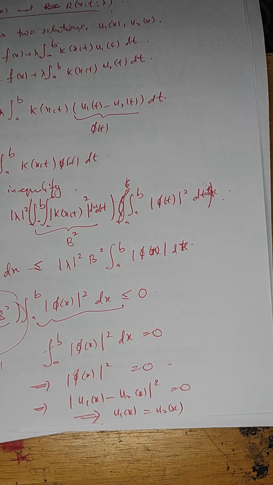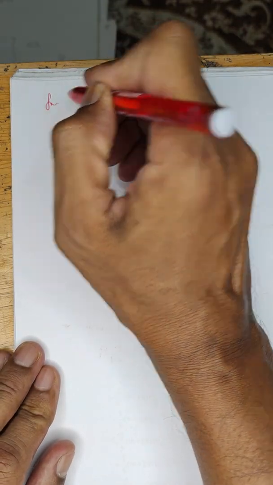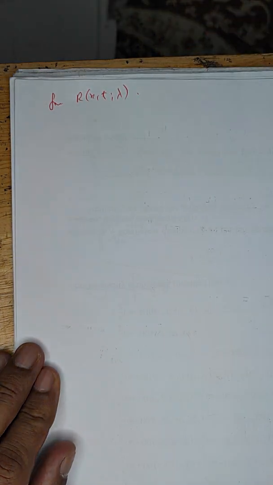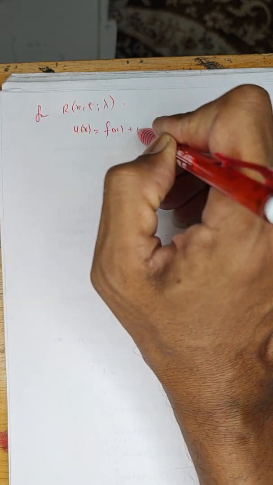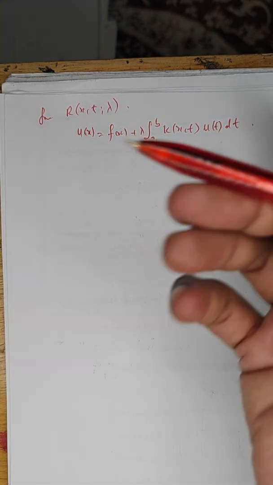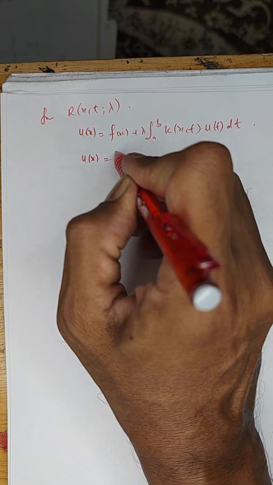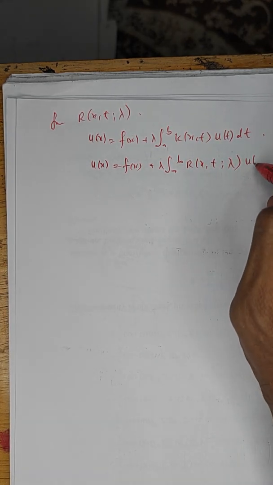Okay, now we can do the same to show the uniqueness of the resolvent kernel R x t lambda. So let's say our Fredholm integral equation is u x equal to f x plus lambda integral a to b k x t u t dt. And the solution is given as u x equal to f x plus lambda integral a to b R x t lambda u t dt.